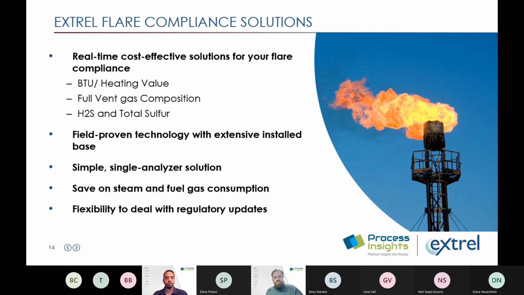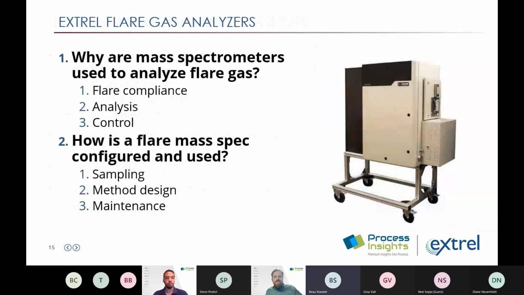We want to transition now. So we've talked about why mass spectrometers are used in flare gas. Now, what does it look like to incorporate a mass spec into one of these projects? What does it look like to use, operate, and calibrate a flare gas mass spec?